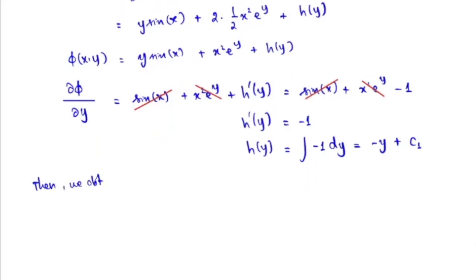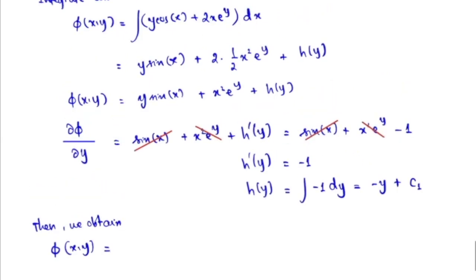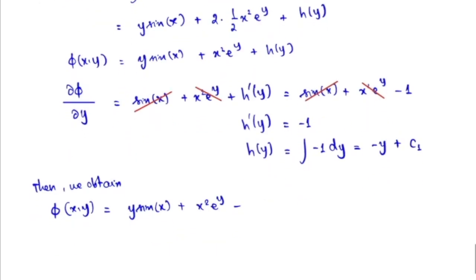Then we obtain the representation of phi of x, y. So phi of x, y is equal to y times sine of x plus x squared times e to the y plus h of y, given that h of y is equal to negative y plus c1. And remember, again, the solution has to be in terms of the level curves. So when you're looking for level curve solutions, set this equal to capital K. Again, c1 is a constant, K is a constant.